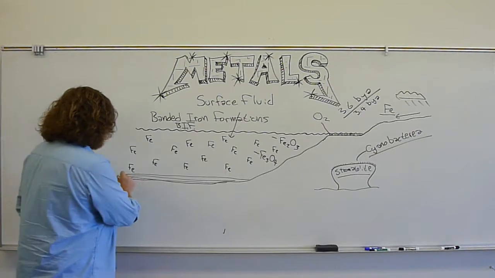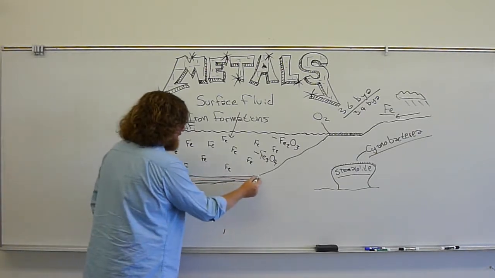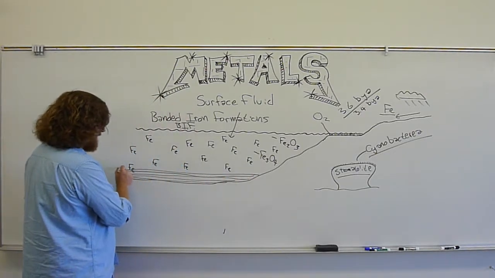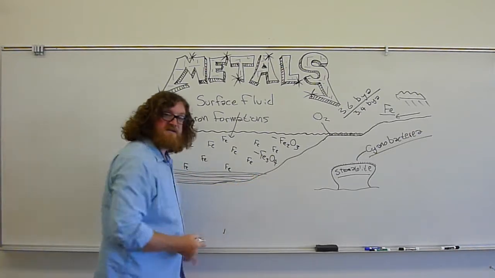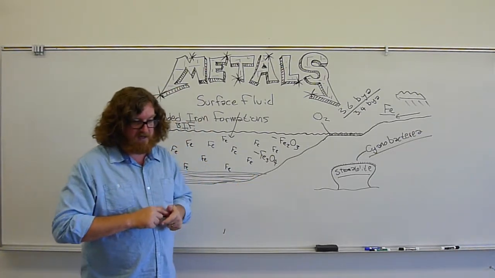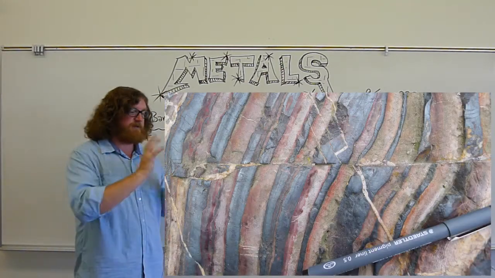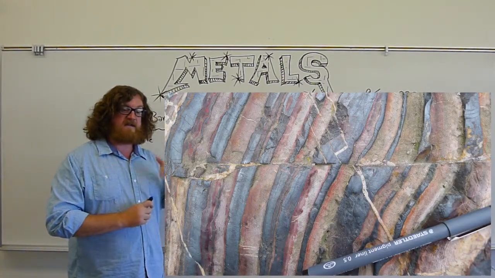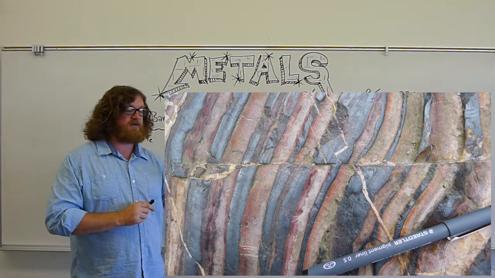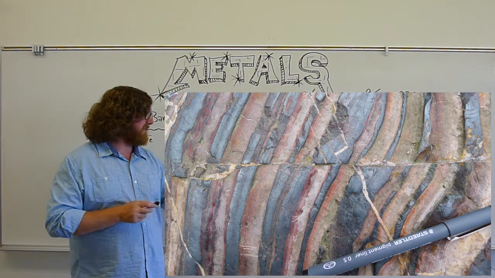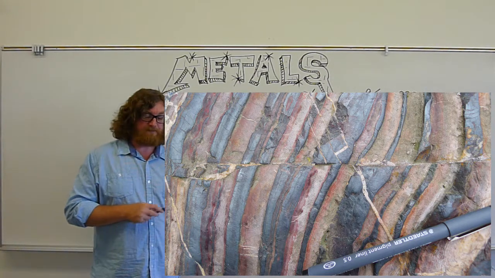So these banded iron formations, we actually see these almost everywhere on the planet. And because they're so massive, they're these alternating layers. You can actually see a picture here. This is a place where they're a little bit squished up, but you can see these dark silvery layers are actually the mineral hematite, Fe2O3.